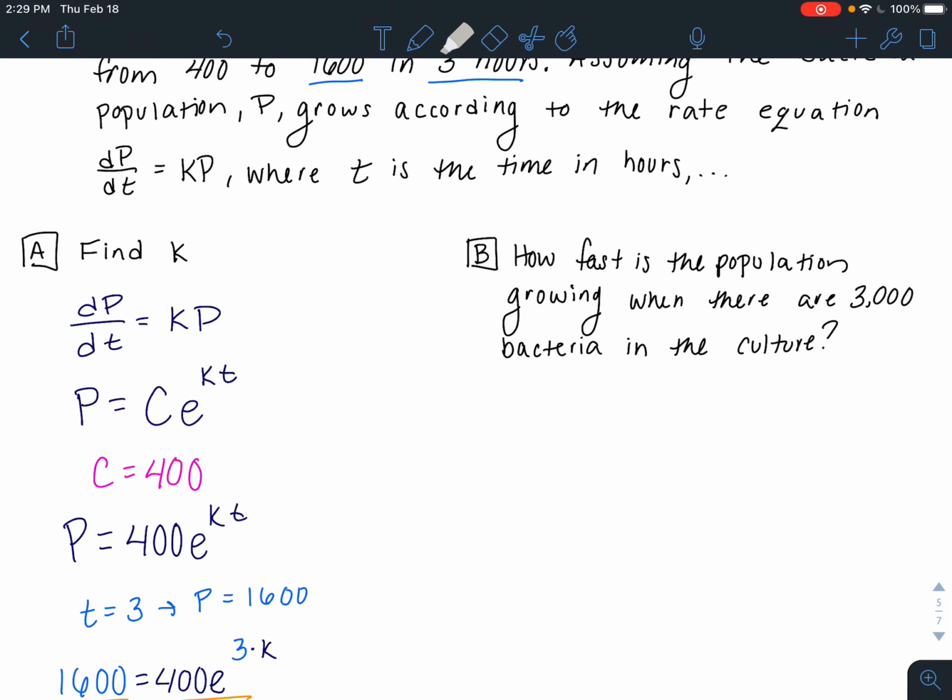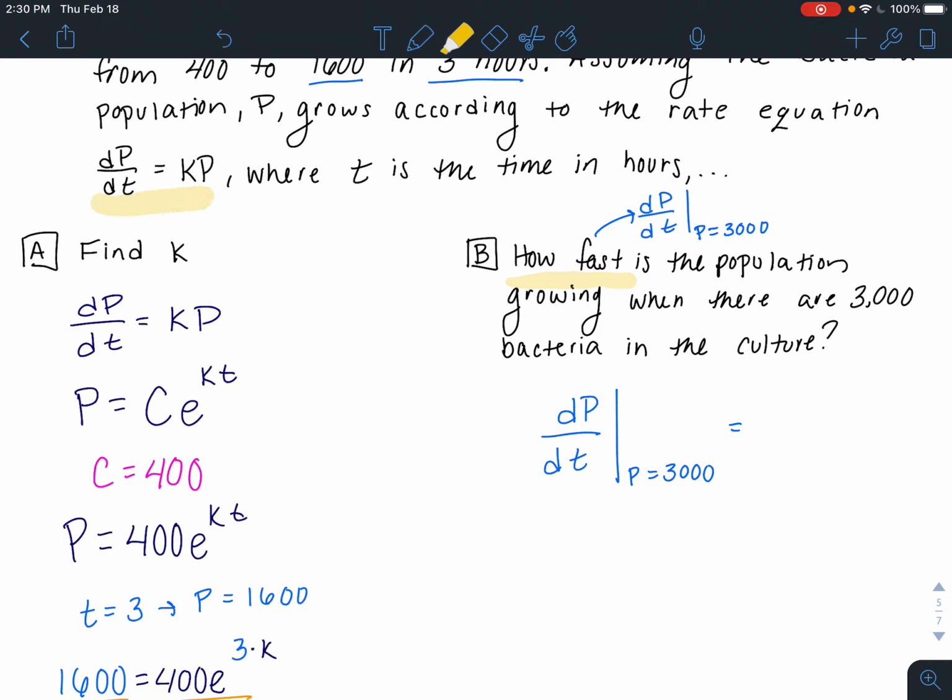And we're going to need that because in the second question, they ask how fast the population is growing when there are 3,000 bacteria in the culture. So we want to be careful here that it's asking how fast. So it's asking for a rate of change, right? So it's asking for dP/dt, and it says when there are 3,000 bacteria in the culture. So it's asking for the rate of change when P is equal to 3,000.